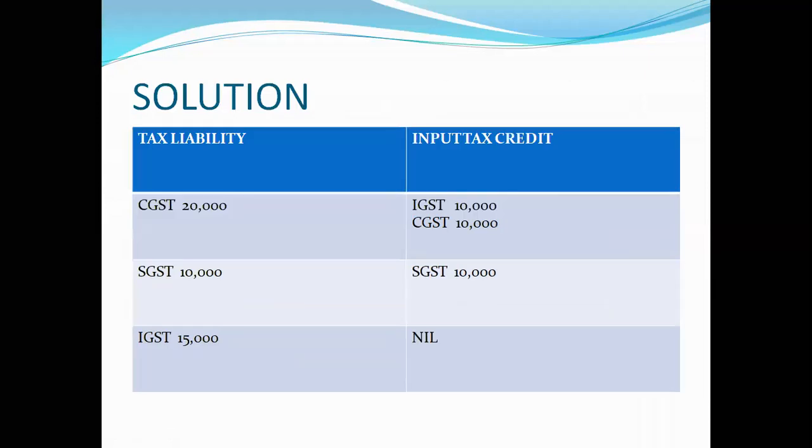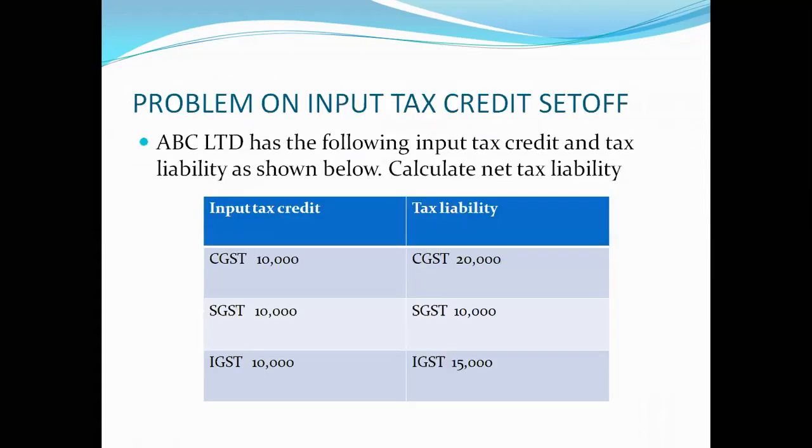Then you put it in reverse case. Tax liability in the first column, and ITC. Tax liability of CGST, SGST, and IGST. Then we have the input tax credit: IGST, CGST, SGST. Okay. Now, what is tax liability? Put it as it is from the previous slides: 20, 10, 15.